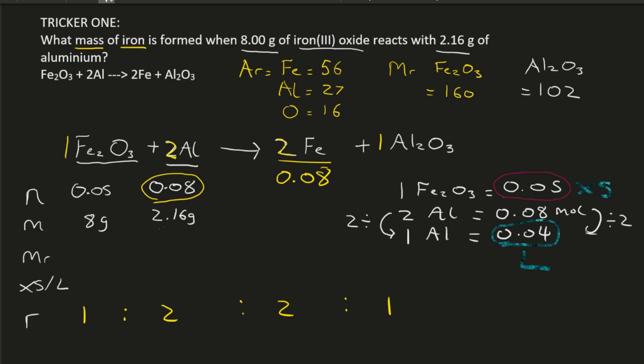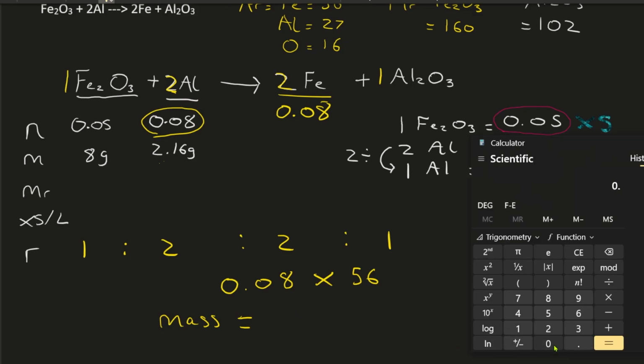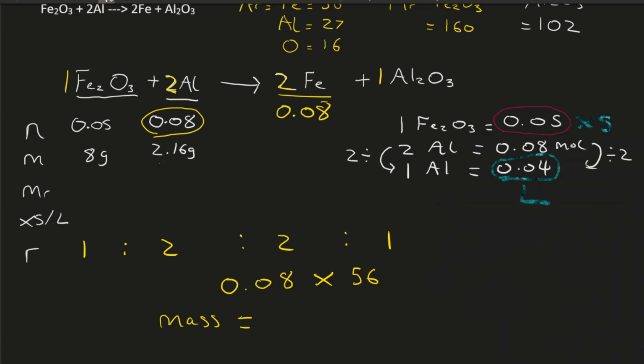We've got to find now the mass by doing moles times our MR. So that becomes 0.08 multiplied by the MR of iron, which is 56, and that should give us an answer for our mass, which is going to be 0.08 times 56, 4.48 grams. 4.48 grams. And there you have it.